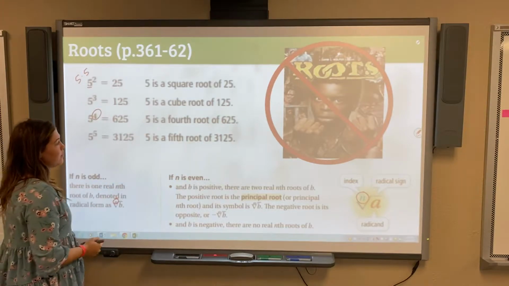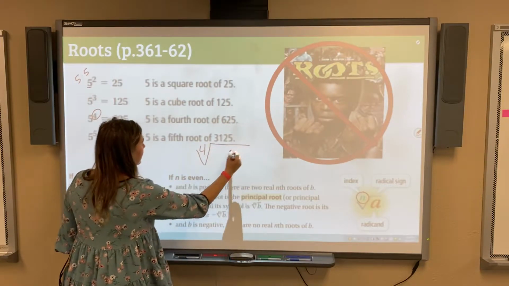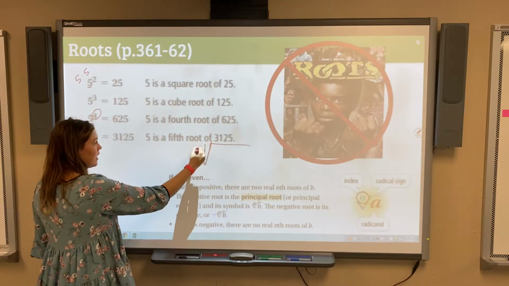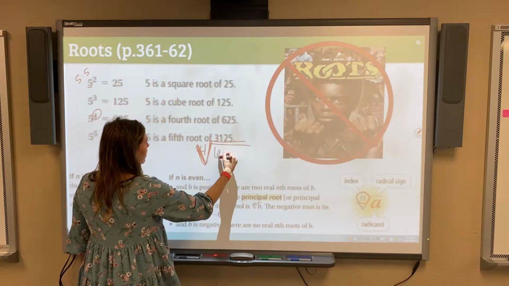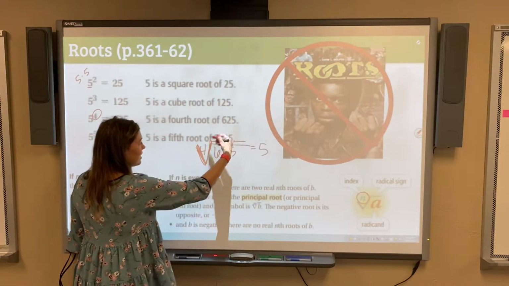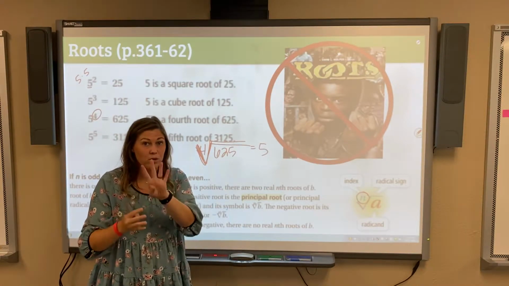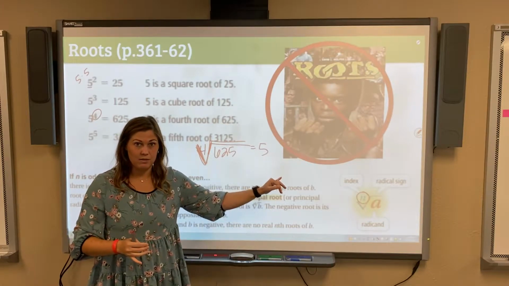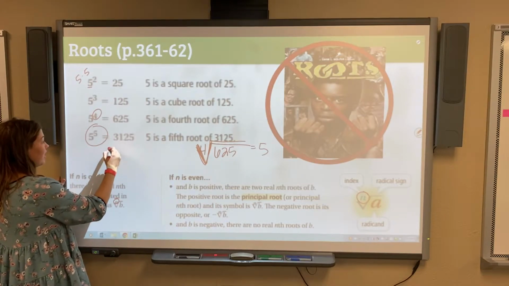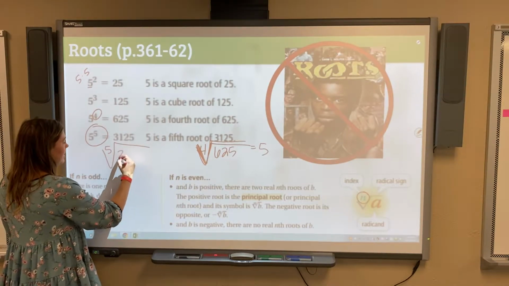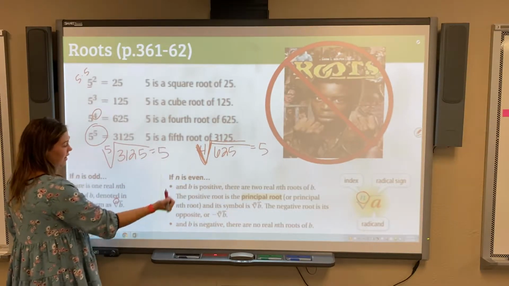So if we looked here, if we did 625, we could say 4, and it would go inside of the radical, not on the outside, inside the little check mark. Okay, inside the radical sign, 4 of 625, and that equals 5. So what this says is, what's the 4th root of 625? So what number do we multiply 4 times to get 625? And it's 5, okay? So like here, 5 to the 5th, if we wanted to figure that out, we would do the 5th root of 3,125. So the 5th root of 3,125 is 5.